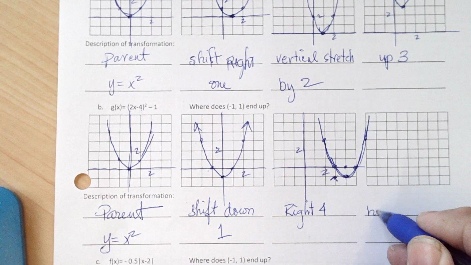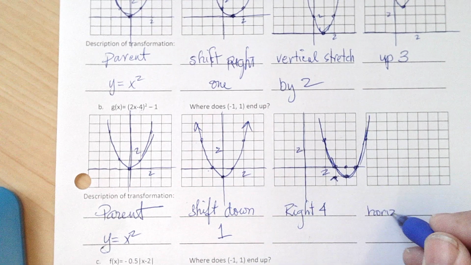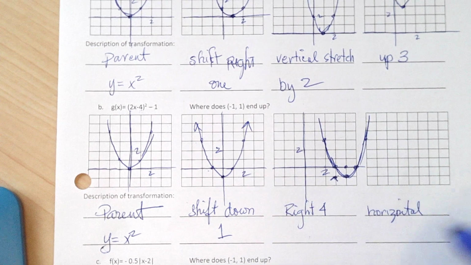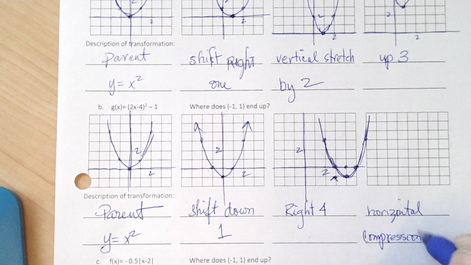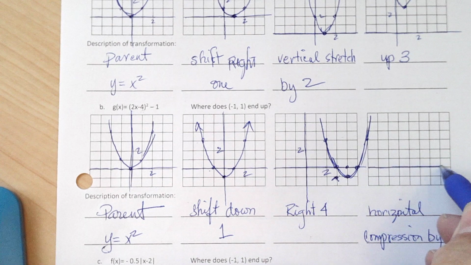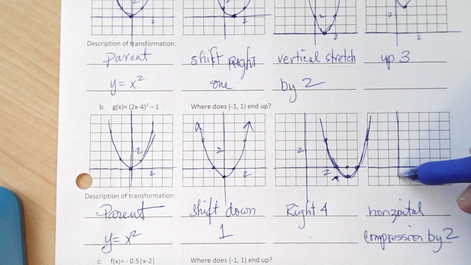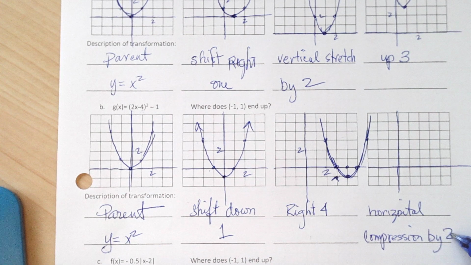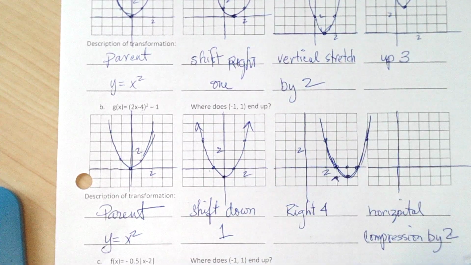So this is a horizontal, not a vertical compression, but a horizontal compression by a factor of 2, or a half, if you will. I don't care which way you want to think of it. So now I can leave my axis here. It gets half as far from the y-axis, not from itself, but from the y-axis.